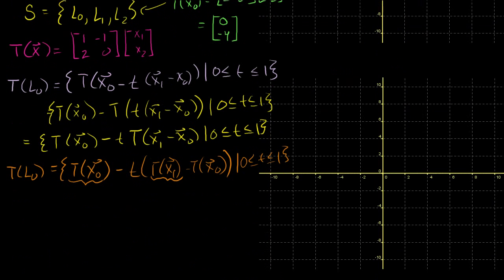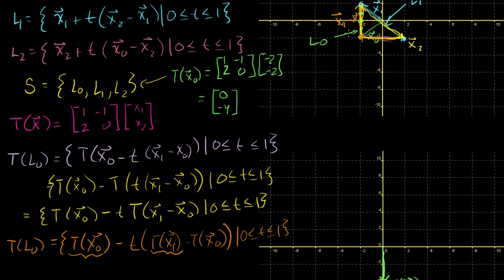Let me graph it. So it's 0, minus 4. So this is the transformation of x naught. The transformation associates the vector x naught with this vector down here, the one that goes straight down. Now let me take the transformation of the other guys. The transformation of x1, I'll just do it right here. I'm running out of space.